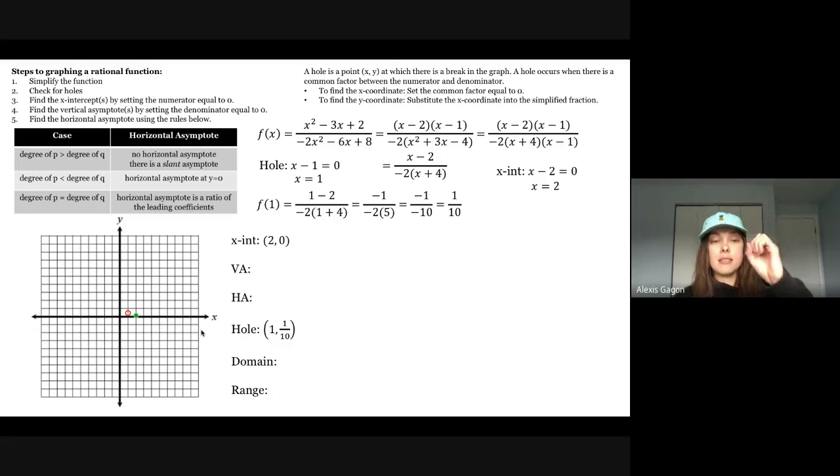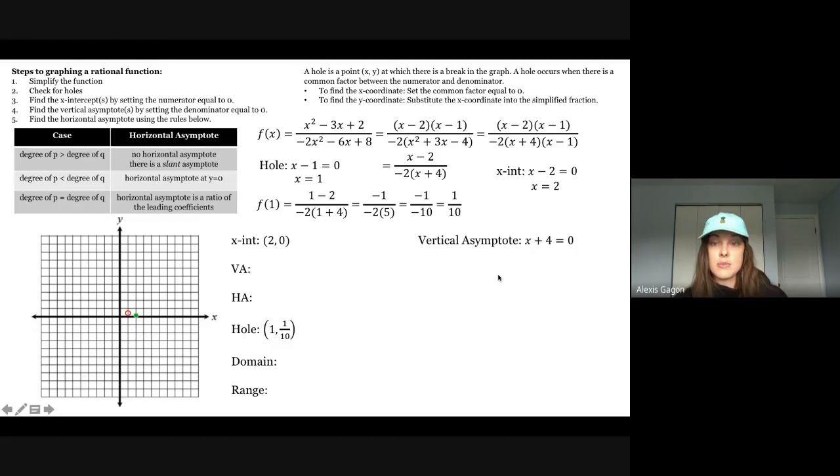Open means there's not a point. Filled in means there's actually a point. Okay. And then I'm going to find my vertical asymptote. Vertical asymptote you find by setting the denominator equal to 0. And it has to be of your simplified equation.